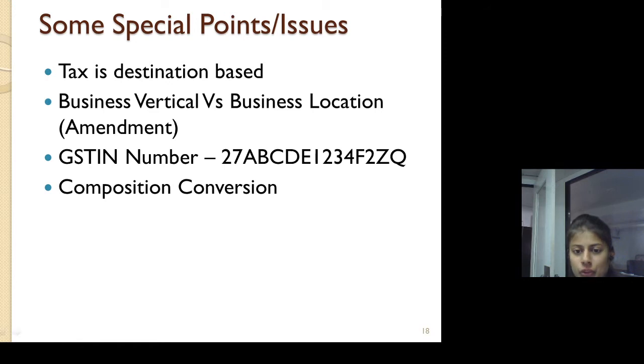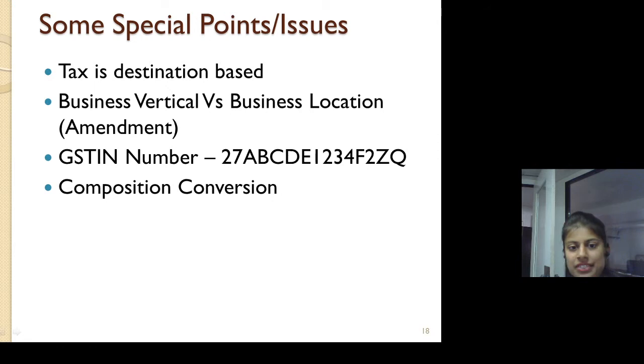Then there is composition conversion. If we are supposed to convert from the normal to the composition scheme, there are certain conditions under which registration is possible. Composition registration is a kind of tax payment system and return filing system wherein the compliances are a bit less. For example, quarterly returns, and you don't have to keep track of all input and output. You have to directly pay a flat rate, for example 1%, or 5% for some industries. That flat tax is to be paid on the output taxable supplies.